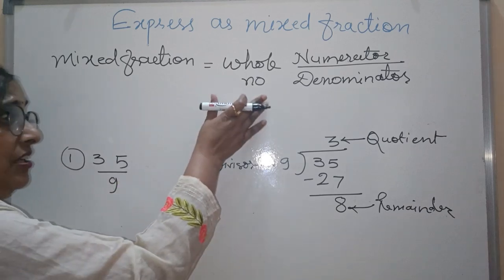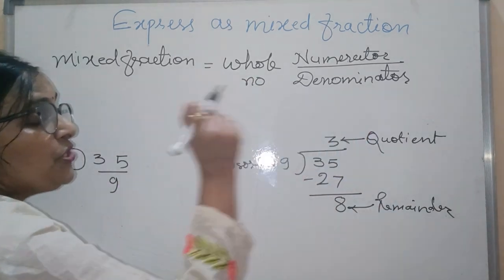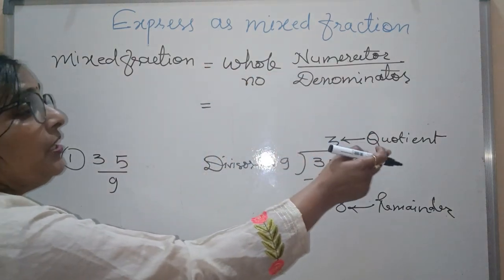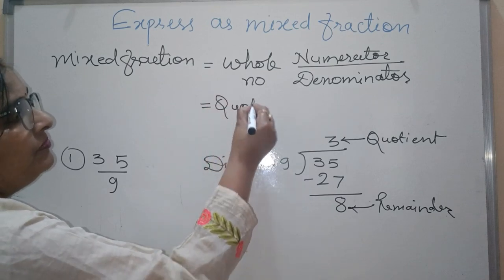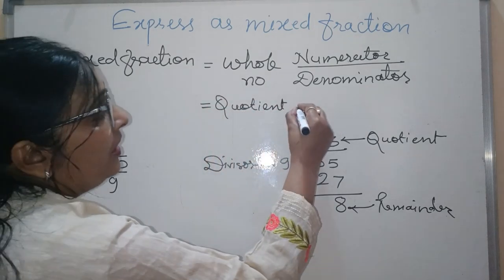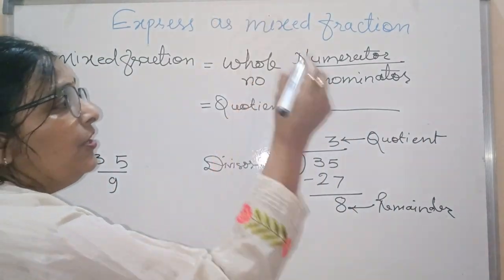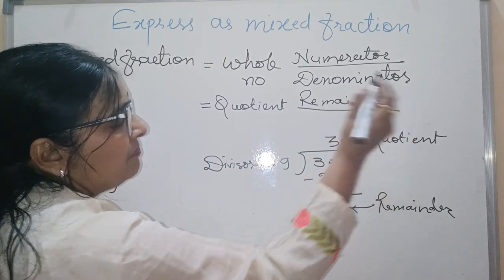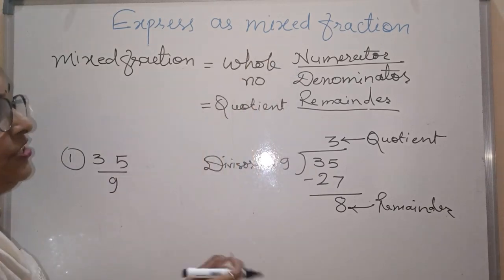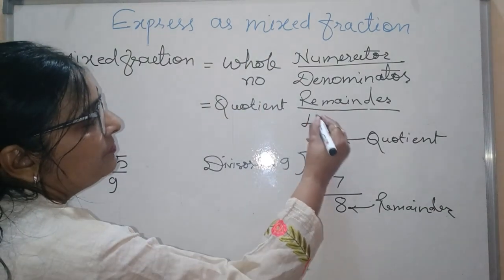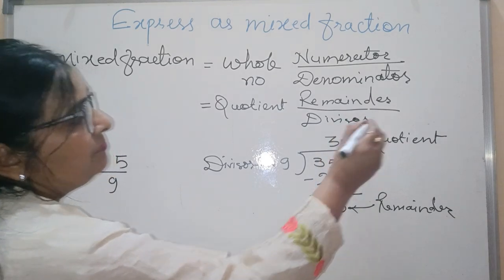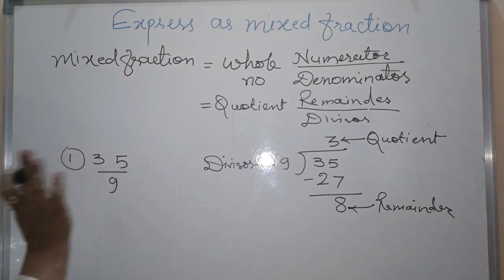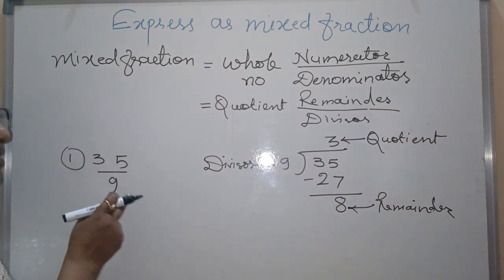Now we will change this formula in the form of quotient, remainder and divisor. So in place of whole number, you are going to write quotient. And in place of numerator, you have to write remainder. And in place of denominator, you are going to write divisor. Now this improper fraction 35 by 9, you are going to write in the mixed form.